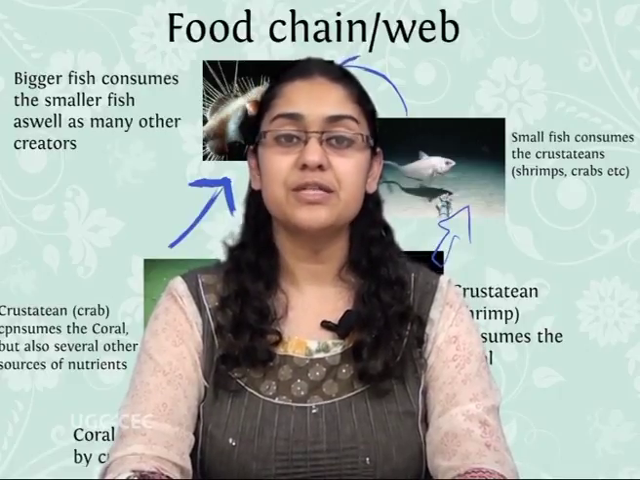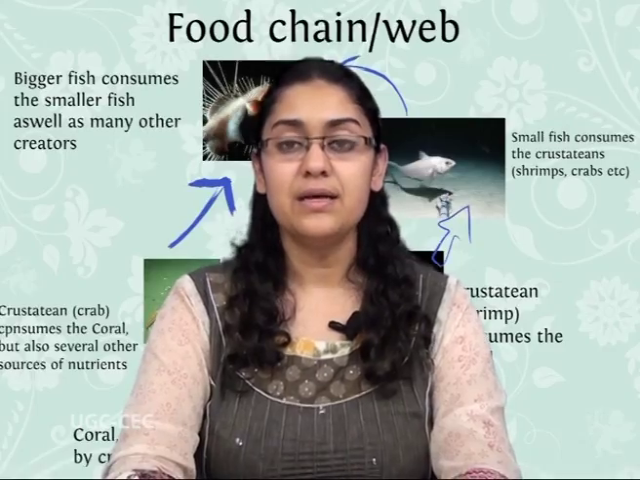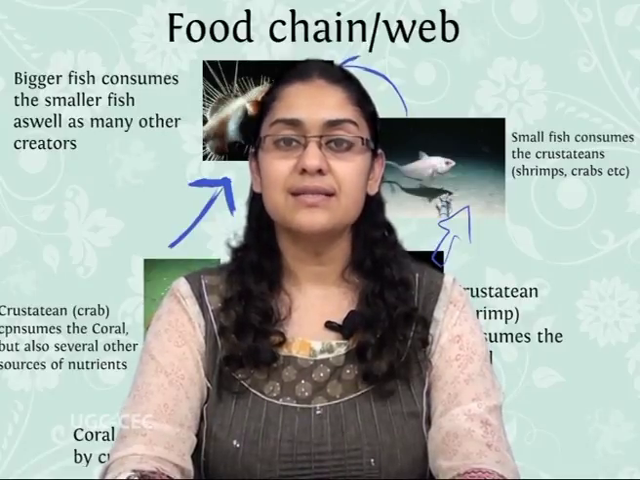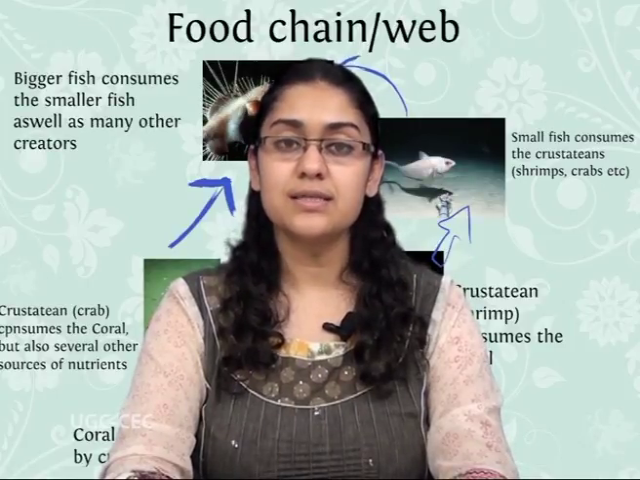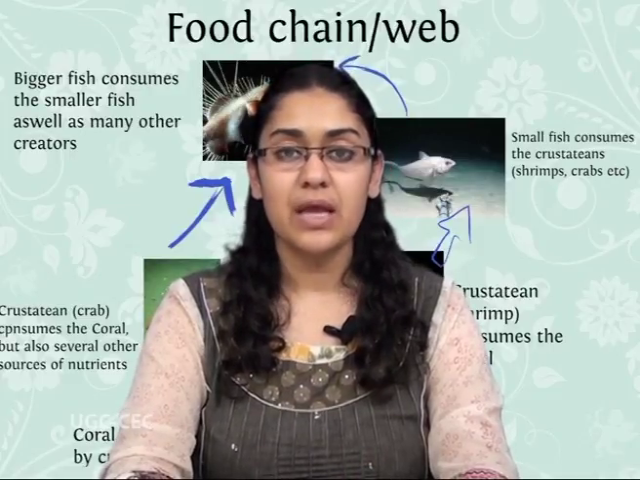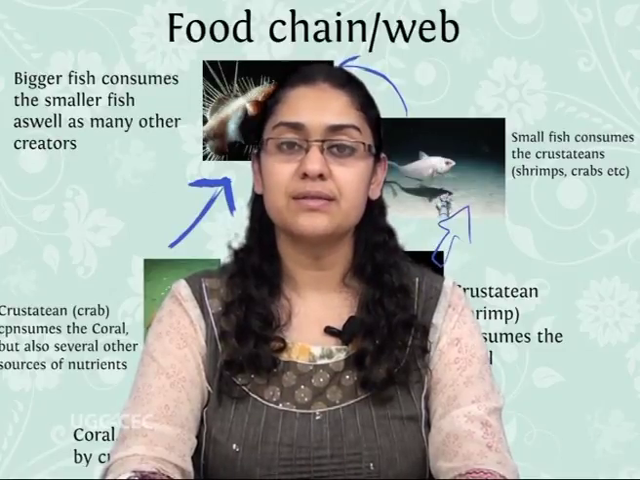Most species live in a typical ecological niche. However, there might be some exceptions as well, like in case of kiwi bird, known to feed on worms and ground creatures and exist in the niche of mammals. For example, an organism responds to abundance in resources and scarcity of predators, pathogens and parasites by growing. It alters the same factors by limiting competitors' access to its resources and also by checking its service as a food source to its predators.